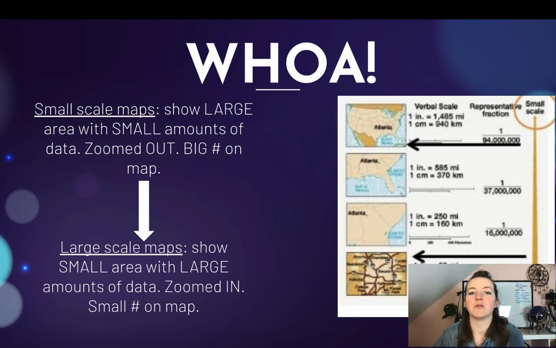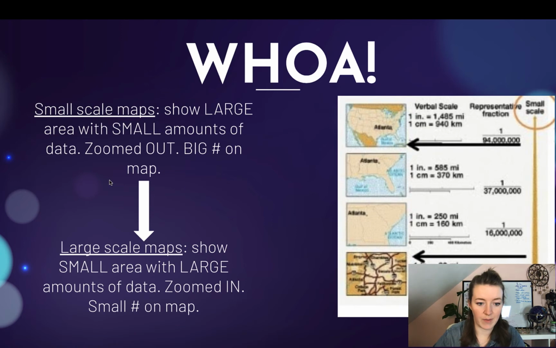Okay. So small scale maps show large amounts of area with small amounts of detail. They are zoomed way out, and we would see a very big number on a verbal scale, a ratio, but a big number on the map. So when we're looking over here, this is our small scale map, very big picture, very big number on the bottom. So 1 to 94 million.